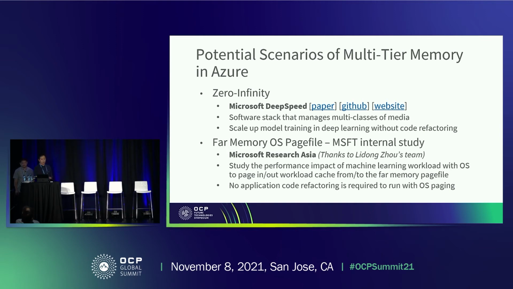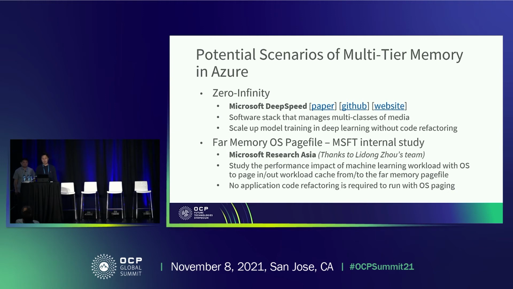So the first one we are talking about is the ZeRO-Infinity software product. Thanks to the Microsoft DeepSpeed team, who offered the PowerPoint slide to us. Basically, it's a software stack that manages multiple classes of different media, and the goal is to scale up model training in deep learning without code refactoring.